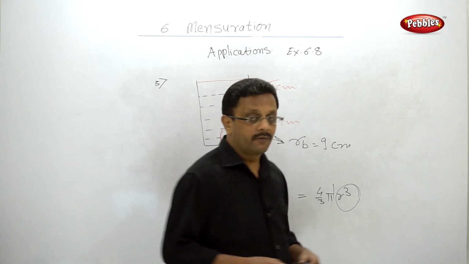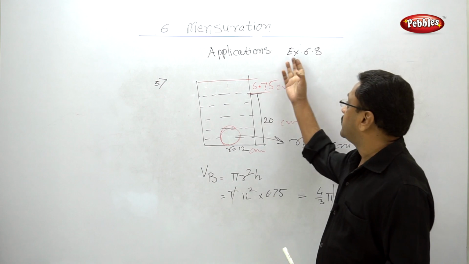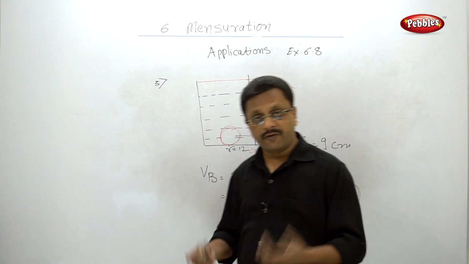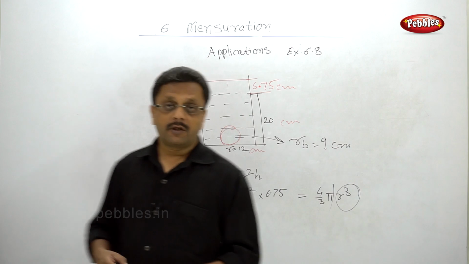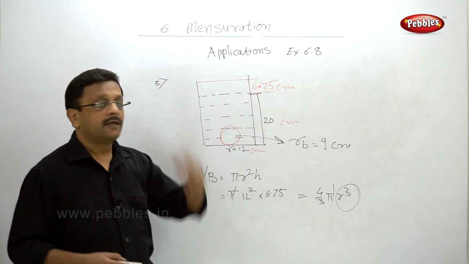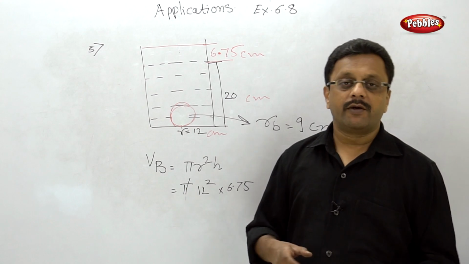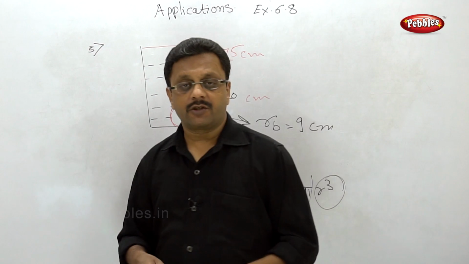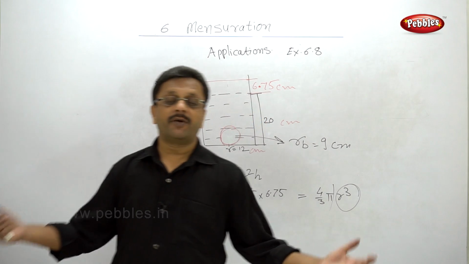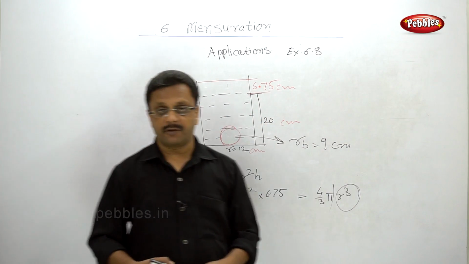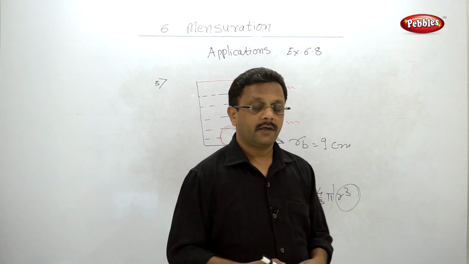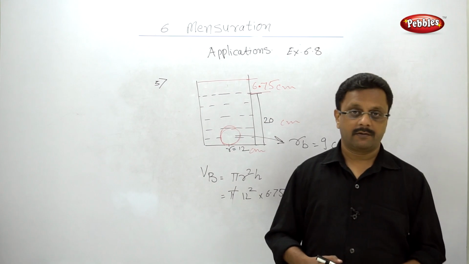So friends, here we are finishing exercise 6.8, and along with that we have also finished chapter number 6, mensuration. Now we will go to the problem set of this chapter. That means the combination of all the examples, all the exercises in one problem set. Thank you very much.